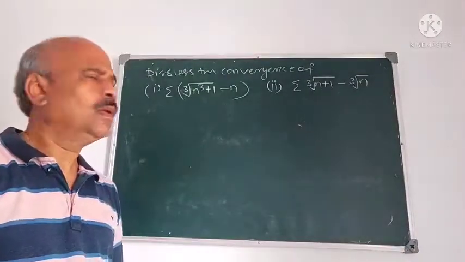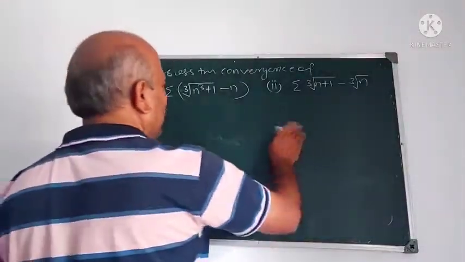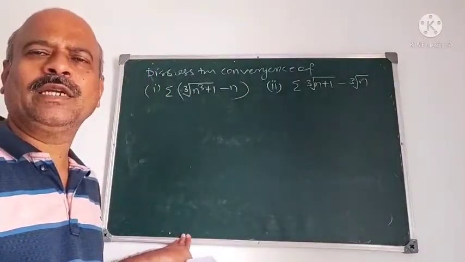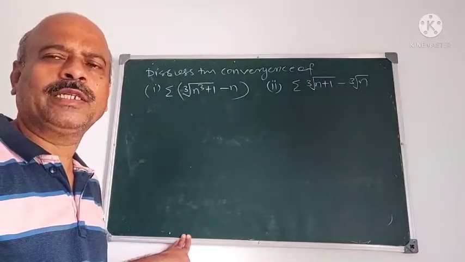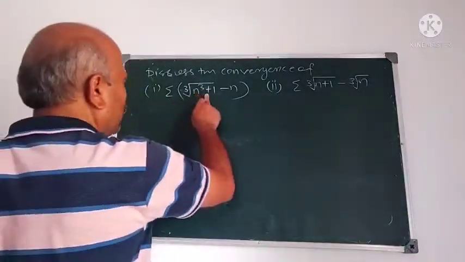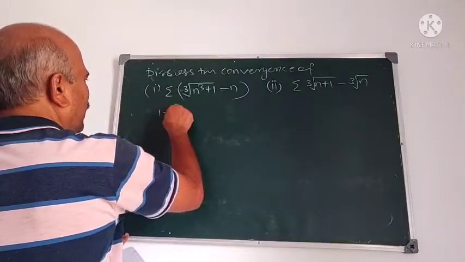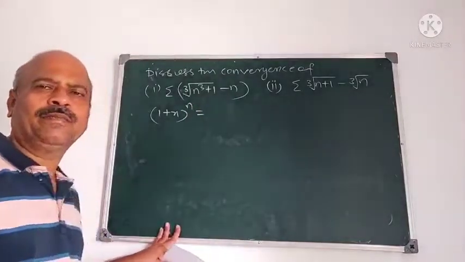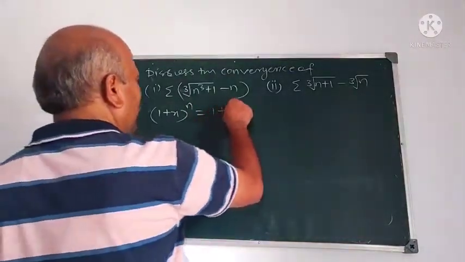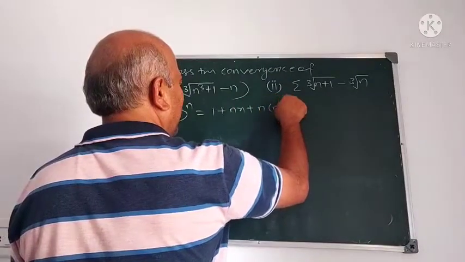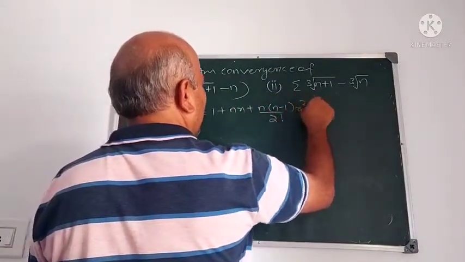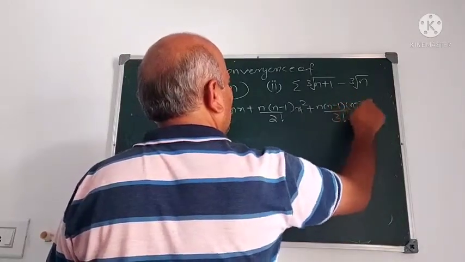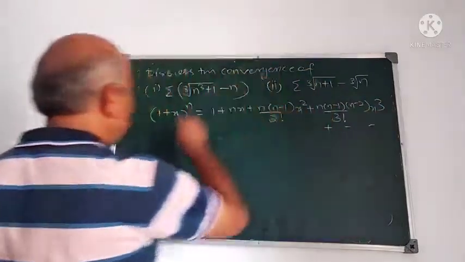Now in such cases, if it is a square root, then we know the rationalizing factor. Easily we can rationalize and we can apply the limit comparison test. But in this case, cube root of n cube plus 1 is there, so we use binomial expansion here. 1 plus x raised to n, binomial expansion for any index: 1 plus nx, plus n into n minus 1 by 2 factorial x square, plus n into n minus 1 into n minus 2 by 3 factorial x cube, plus so on. First we apply this one.